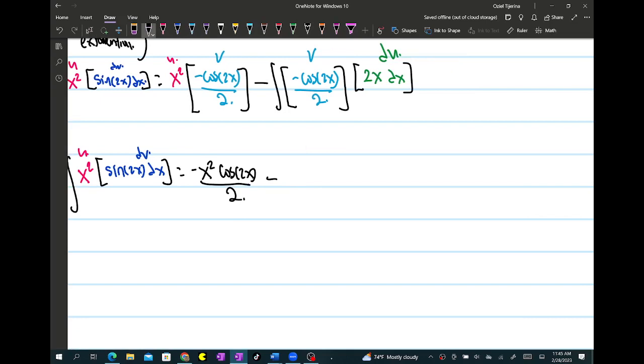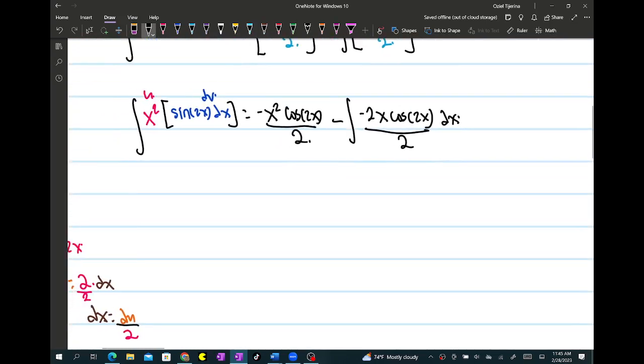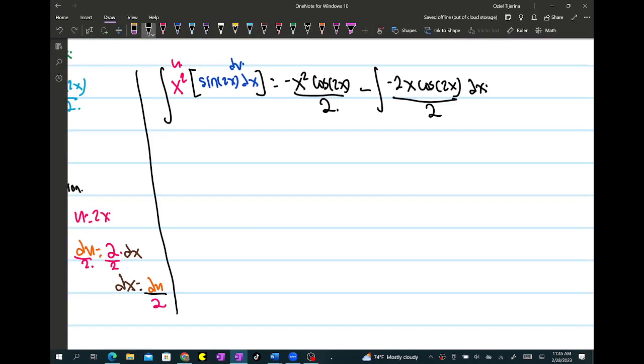minus, and we're going to do the integral of. You're literally just algebraically multiplying this, right? So you're just going to say negative 2x cosine of 2x over 2 dx. And yes, I know the 2x cancels out, right? Or the 2 cancels out, right?